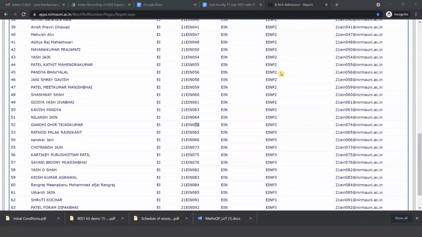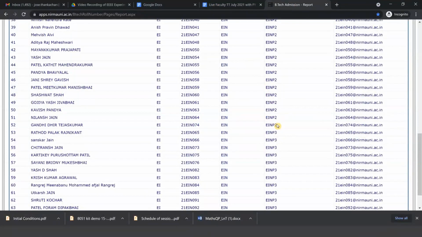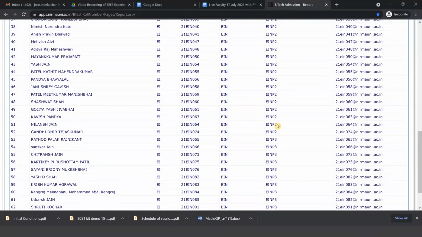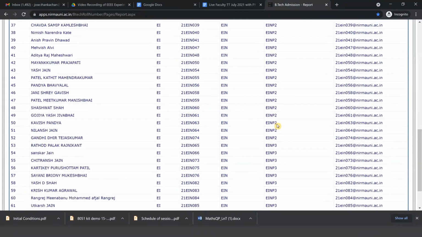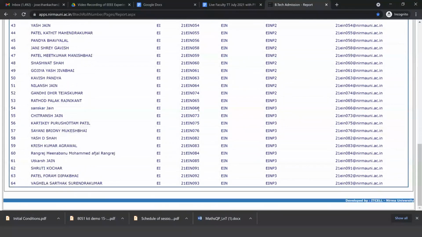Yes, sir. There was some disconnection from my side. So now, as I told you, these are the roll numbers you can see here who are in the P2 batch, or we can say N2 batch. This is N2. After that, the remaining students, from 65, 66, 73, 75, 76, 82, 83, 85, 84, 91, 92, 90, are in the N3 batch. I hope the confusion is clear.